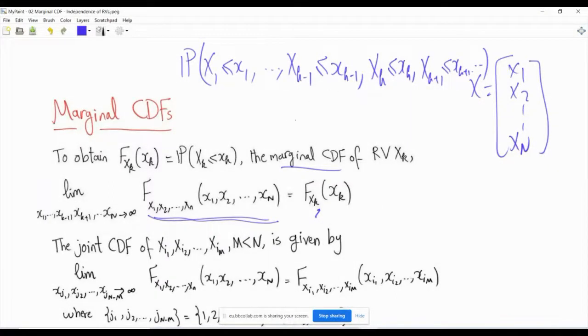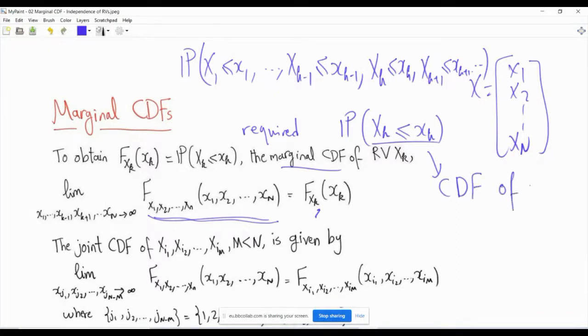Now, from here, what is desired or required is the probability that Xk is less than or equal to xk, which is the CDF of one of the components. We call this the marginal CDF, which means it is the CDF of one of the components of the random vector. So we are interested in this probability.